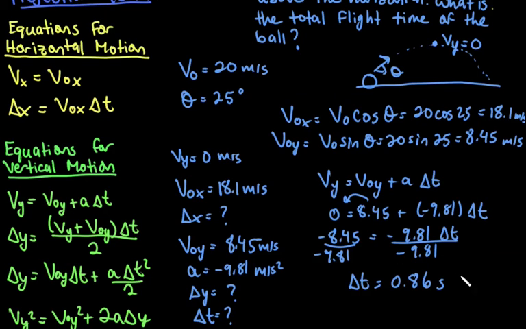So this is the time it takes for the ball to reach halfway. Now to find the total time, we're just going to take this and multiply it by 2. So total time is 0.86 times 2, which gives us a total time of 1.72 seconds.